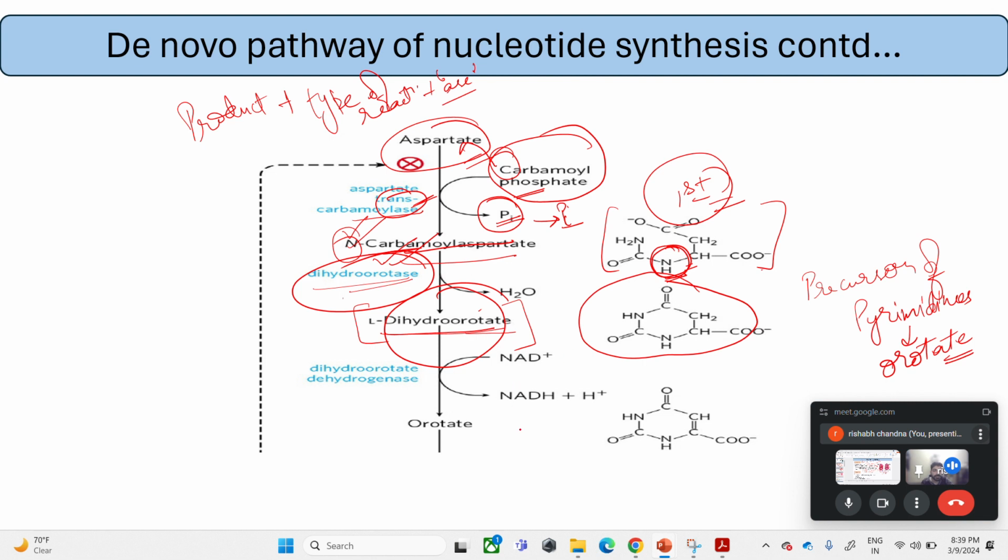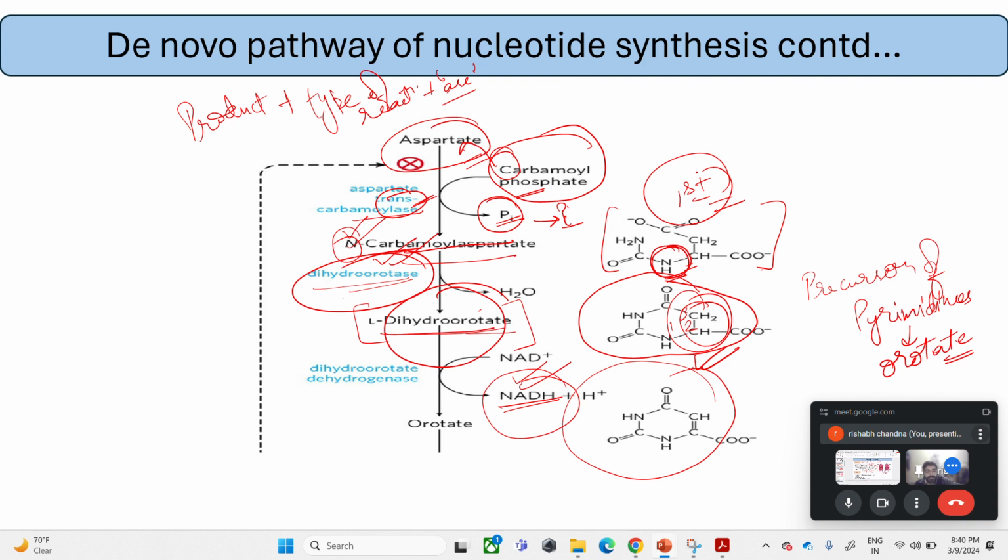Okay, so what happens in this case? The double bond is formed between the second and the third carbon. Okay, so that is why it forms the orotate, with the help of NAD, that is the main redox converter inside the body. Okay, so here one molecule of NADH is formed. So here the orotate is formed.